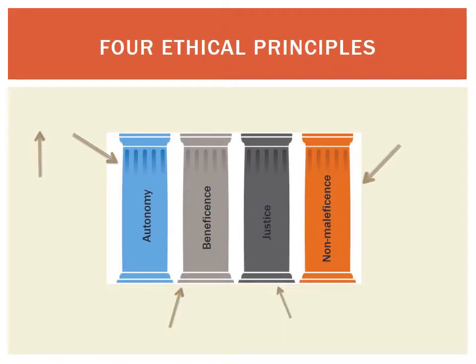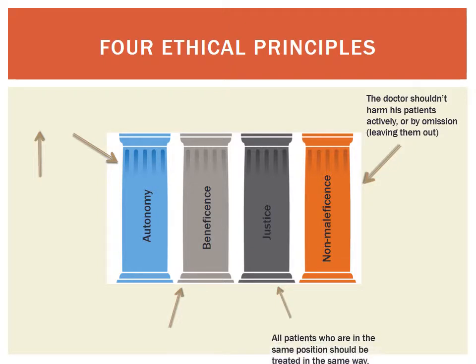So now we're going to move on to the 4 ethical principles. You can see that there's autonomy, beneficence, justice, and non-maleficence. So let's start with non-maleficence. This means that the doctor shouldn't harm his patients actively or by omission. Justice: all patients who are in the same position should be treated in the same way, and this includes things like cost of different things.